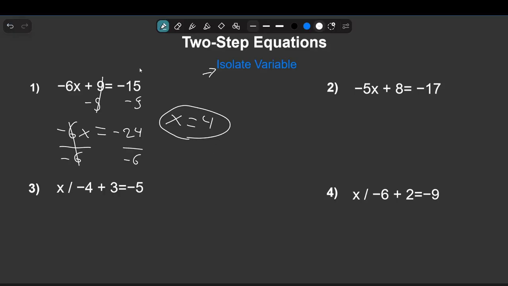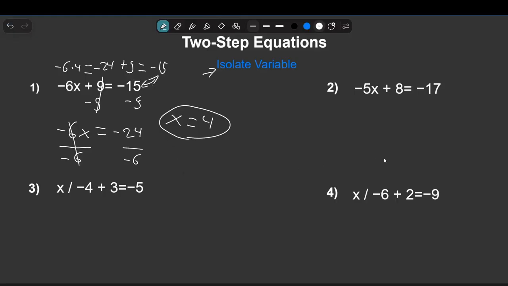Of course, we can check this by plugging it in right here. So we're going to plug 4 in. Minus 6 times 4 equals minus 24. Now we are going to add the 9 to it. So minus 24 plus 9 equals minus 15. And as you can see, we have the correct answer because the two line up perfectly.